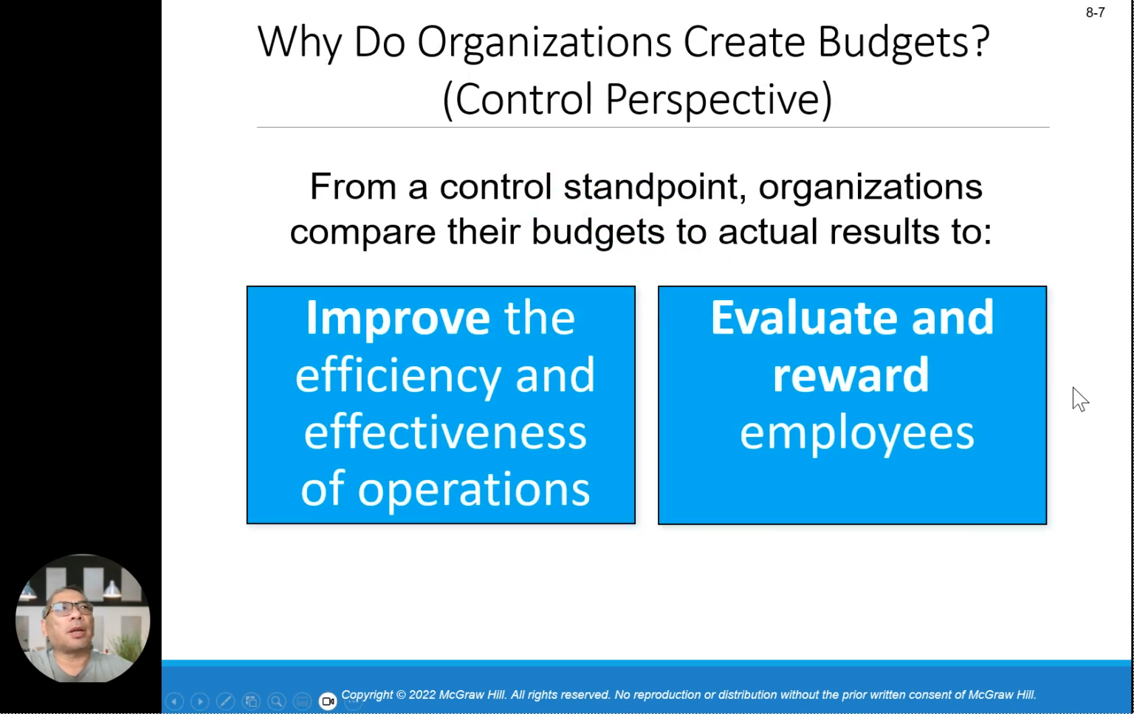Look at this, from the control standpoint, organizations compare the budget with the actual results. You want to improve your efficiency and effectiveness, and then you want to evaluate and reward employees. If the budget is achieved, then you're going to reward employees through a bonus system.